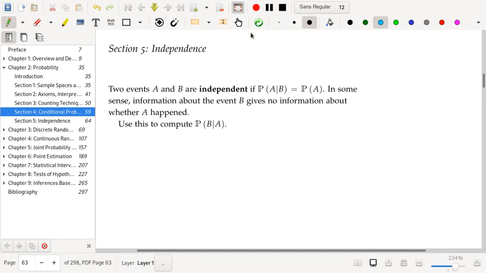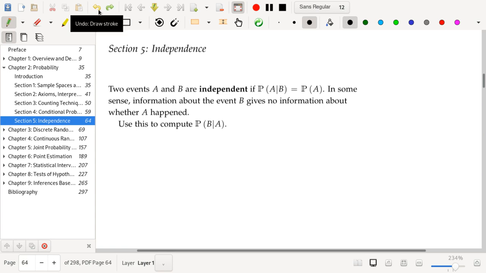So two events, A and B, are said to be independent if the probability of A given B is the probability of A. So in some sense, the information about the event B gives no information about whether A has happened, since the probability of A knowing that B happened does not change. So first off, I've said only that the probability of A given B is the probability of A. What about the probability of B given A?